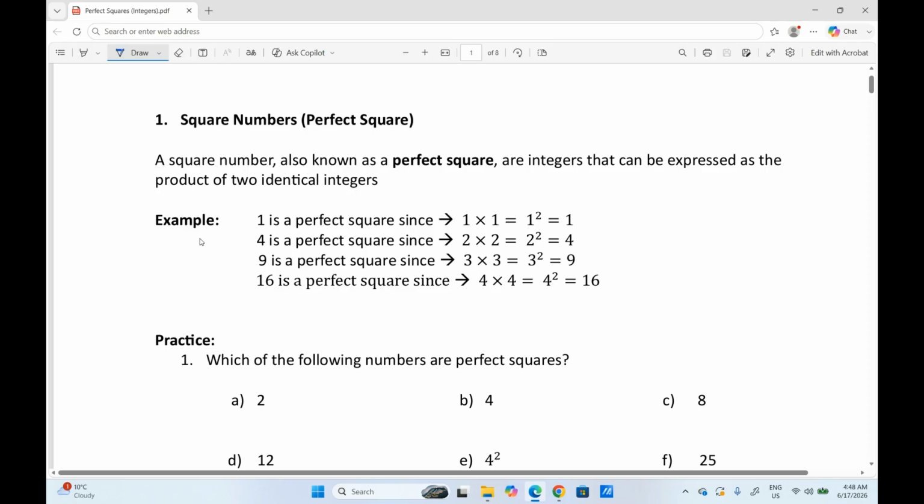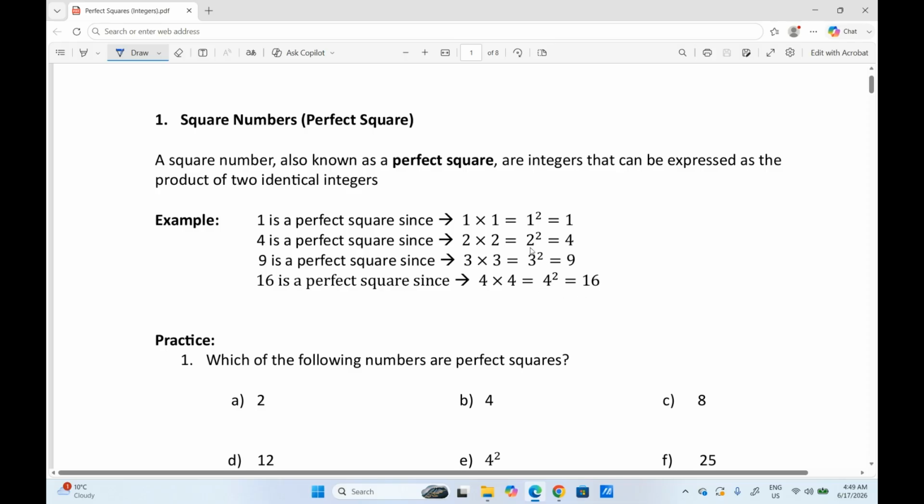So what that means is, let's look at an example here. I have 16. 16 is considered to be a perfect square because if I take an integer and I multiply it by itself, in this case 4, 4 times 4 gets me 16, and that meets the definition of a perfect square. So any number that can result from the multiplication of two identical integers would be a perfect square.